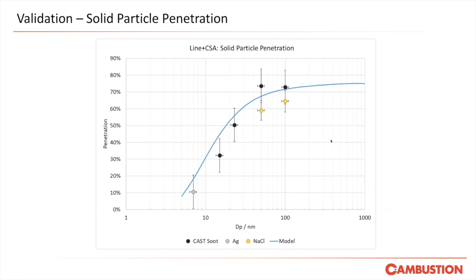In terms of solid particle penetration and our model, the model here for a 7 meter line is given in blue. We have various solid particles that we are putting through the line: soot in black, sodium chloride salt in yellow, and silver in gray. As you can see, within the bounds of the error of the experiments, those match the model.